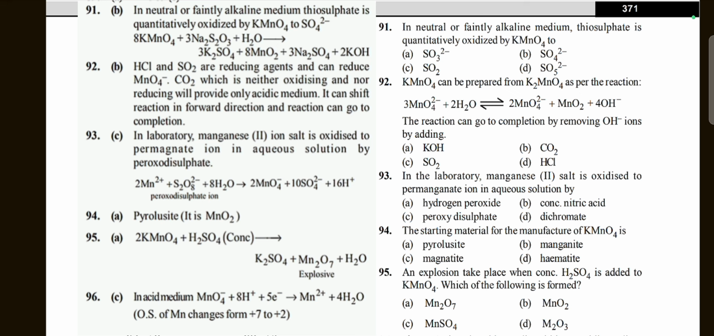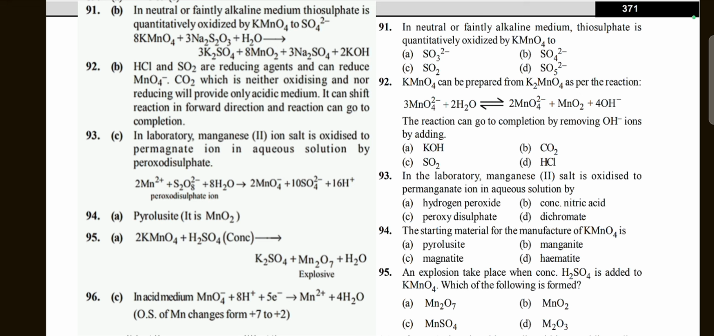92. KMnO4 can be prepared from K2MnO4 as per the reaction. The reaction can go to completion by removing OH- ions by adding CO2. HCl and SO2 are reducing agents and can reduce MnO4-. CO2, which is neither oxidizing nor reducing, will provide only acidic medium. It can shift the reaction in the forward direction and the reaction can go to completion. So option B will be the answer.